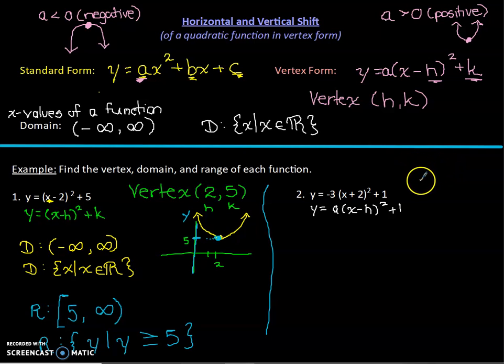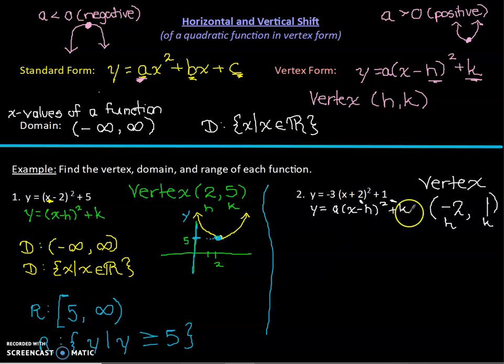The vertex would just be (h, k). So if I line it up, h is inside the parentheses, k is outside of the parentheses. h is going to be, notice it's always the opposite sign. So inside the parentheses says 2, h would be negative 2. k is outside the parentheses, so same sign, which would just be 1.